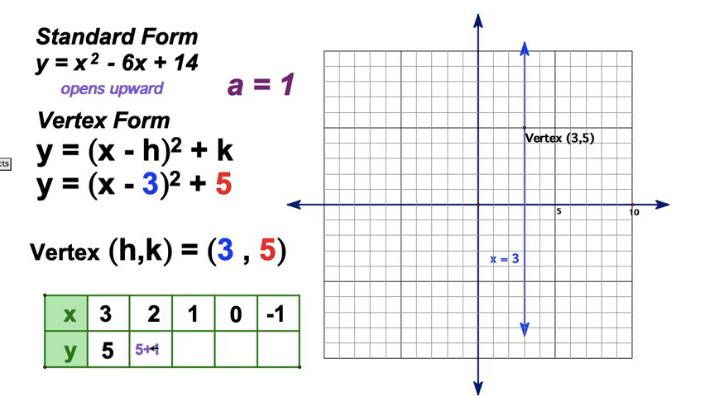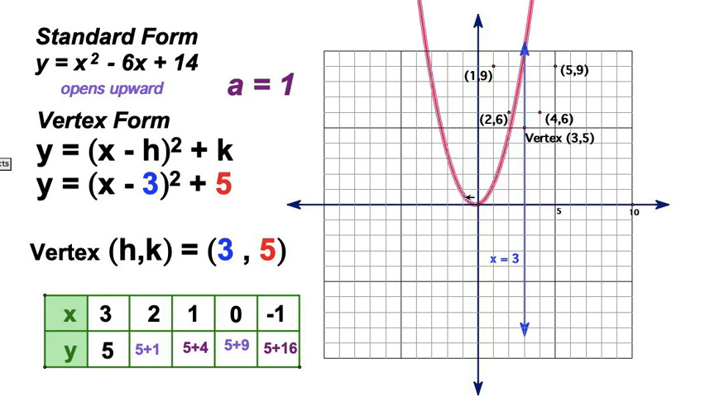Y is going to be 5 plus 1. When I move 2 to the right, I'm going to add 2 squared. I move 3 to the left, sorry, 3. I'm going to move 3 units from the axis of symmetry. 3 squared is 9. 5 plus 9. 4 units. 5 plus 16. So in the end, it looks like this. And my parabola, again, this is y equals x squared. I'm just shifting it like that.